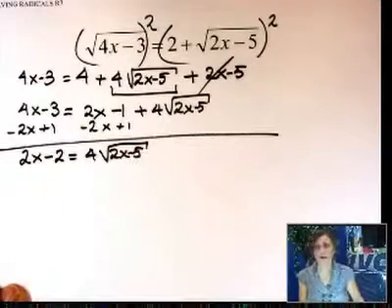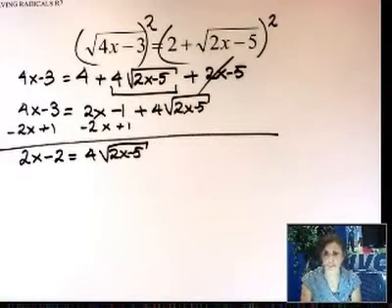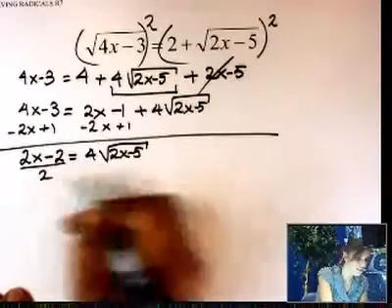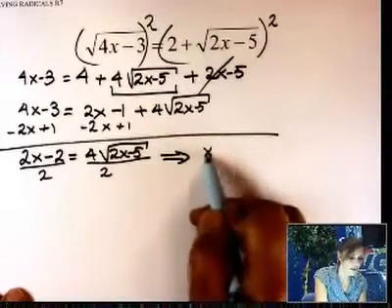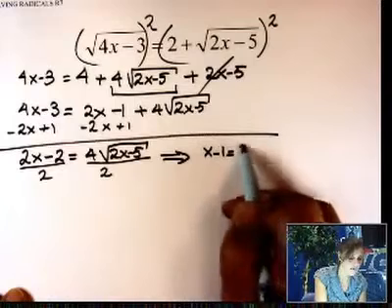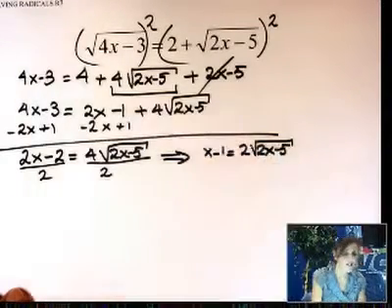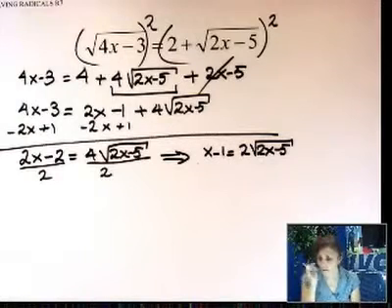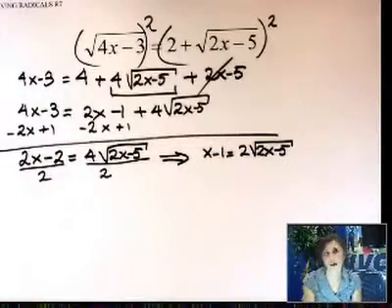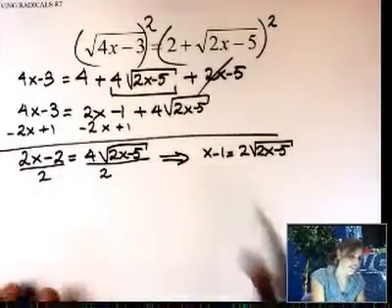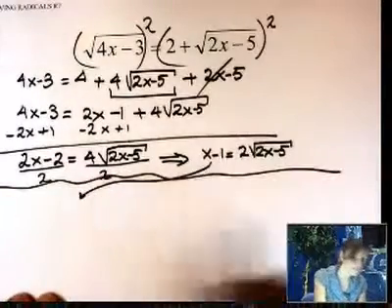Do you get it up until now? These guys are just kind of like big numbers. So what I'm going to do, I'm going to divide everything by 2 because I can see it right away. That's going to give me x minus 1 equals 2 rad 2x minus 5. All right, I isolated the radical. I can actually go and move that 2, but I'm going to get a fraction. I just don't want to deal with that. So what you need to do is just go and square both sides.